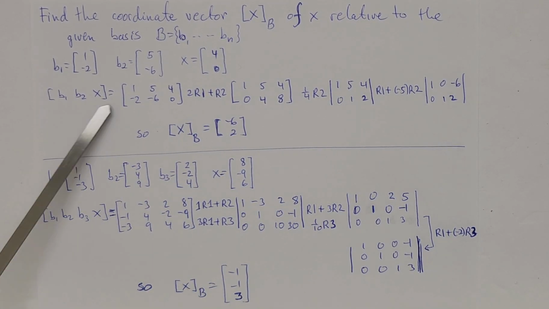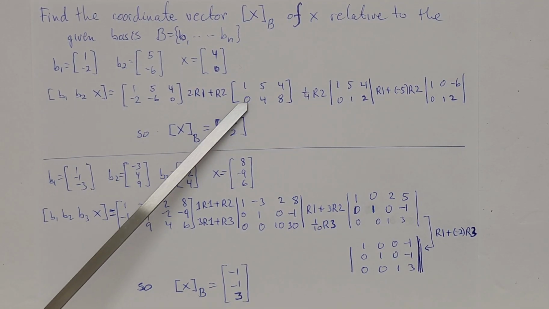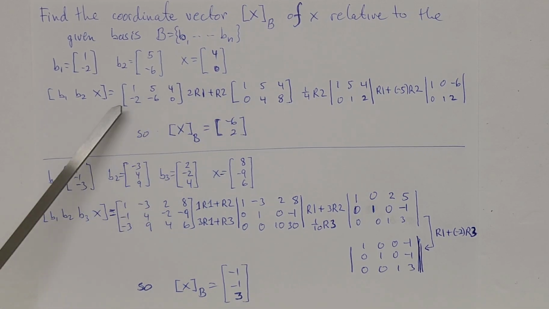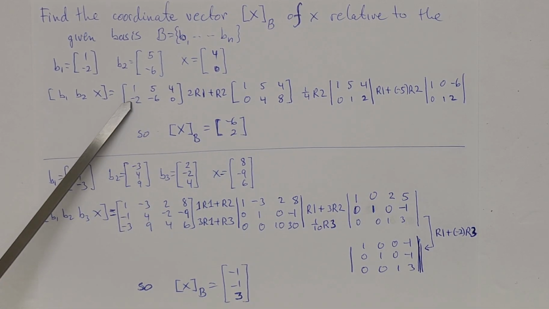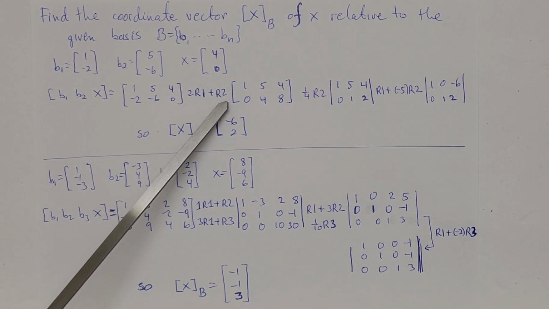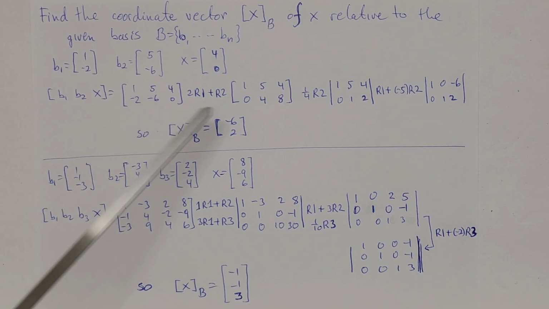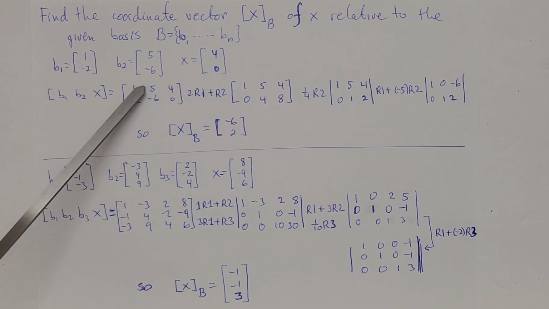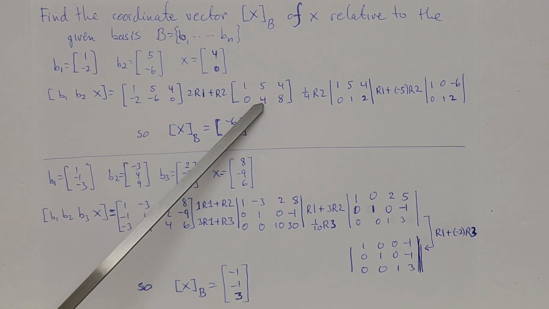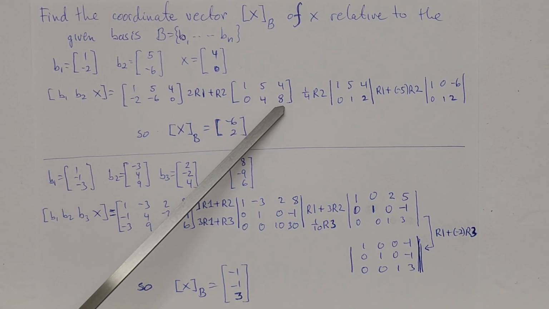We need this -2 to be a 0. So the opposite of -2 will be +2. So 2 times row 1 plus row 2. 2 times 1 is 2, subtract 2 gives 0. 2 times 5 is 10, 10 subtract 6 will be 4. 2 times 4 gives me 8, plus 0 gives me 8.